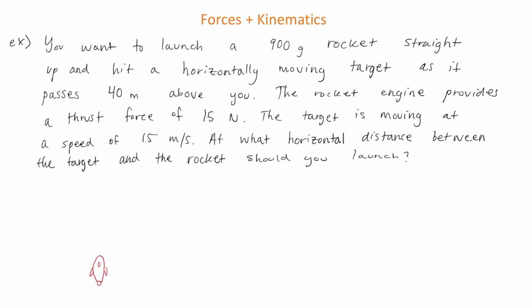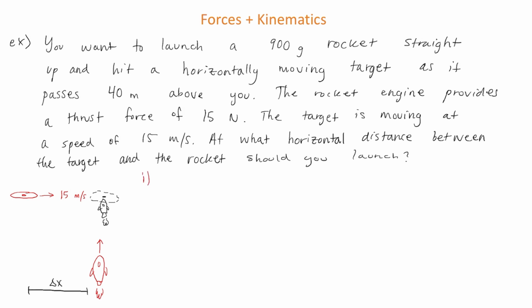In this question, we have a 900-gram rocket, which we will launch straight up. And the goal is to hit a horizontally moving target as it passes 40 meters above. We are told that the rocket engine provides a thrust force of 15 newtons, and the target is moving at a speed of 15 meters per second. And we want to know at what horizontal distance between the target and the rocket should we launch the rocket.